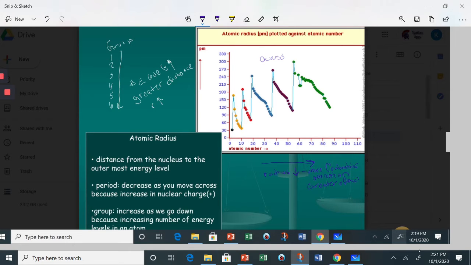I should probably pick another color, because you can't see it. Let me go change my little color there.